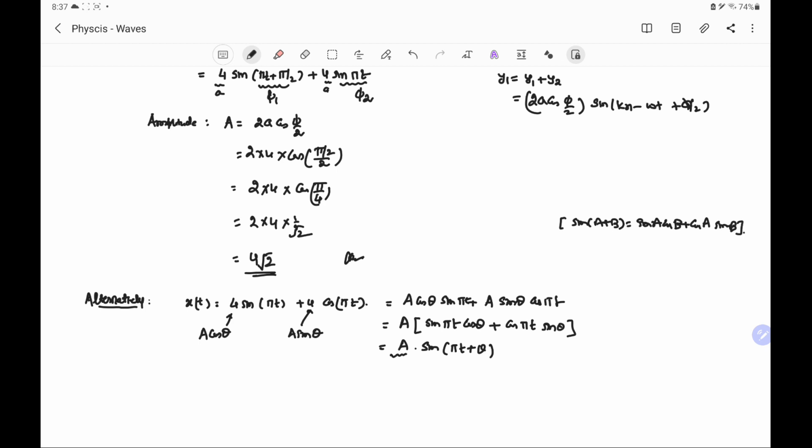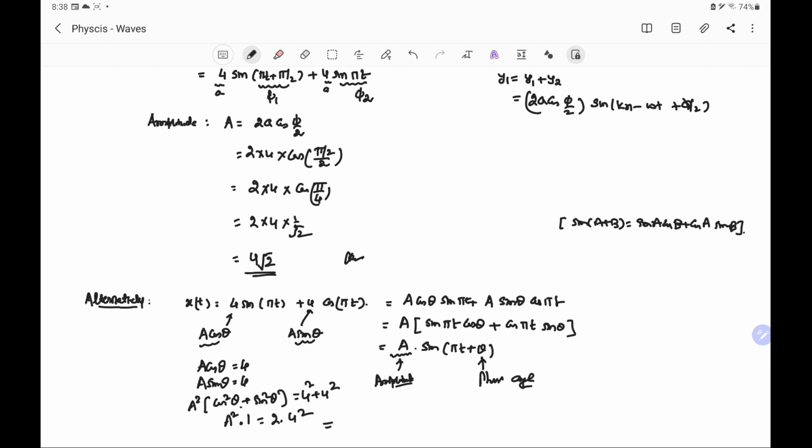We will have sin(pi t plus theta). So the resultant wave will have a as amplitude and theta as the phase angle. And this amplitude a can be calculated from the considered values: a cos theta, which is here 4, and a sin theta, which is also 4 here. So squaring and adding, a square (cos square theta plus sin square theta) equals 4 square plus 4 square, and since sin square theta plus cos square theta is 1, we will have 2 into 4 square. This implies that the amplitude of the wave will be 4 root 2.